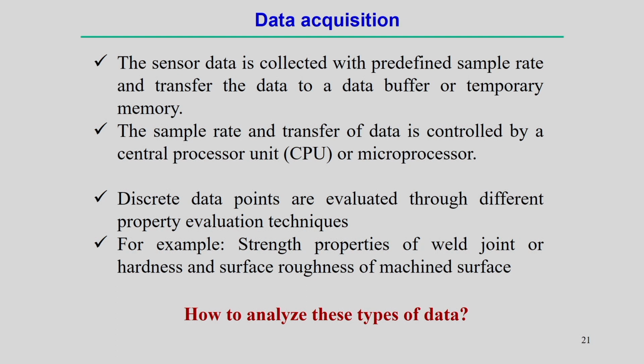That means we can analyze the data to develop some kind of mathematical model that does not deal with the physical laws in this process. For example, the strength properties of the weld joint, or the hardness and surface roughness of a machined surface, can be linked to input parameters, because we are interested in the weld joint properties. So, we can conduct experiments at several input process parameters, and experimentally evaluate the joint properties. Now, we have this data.